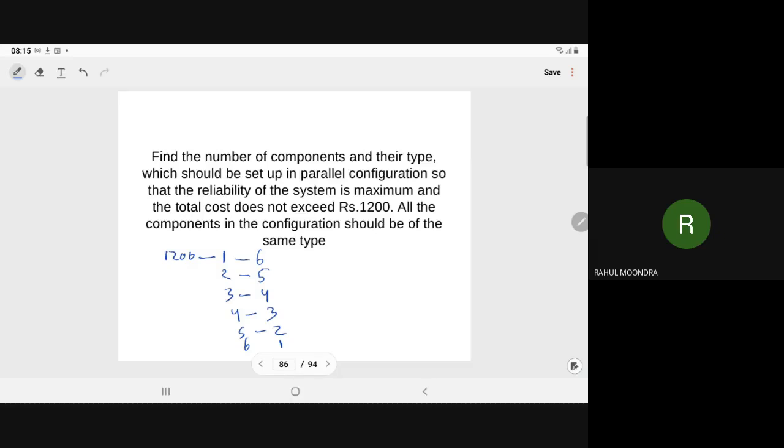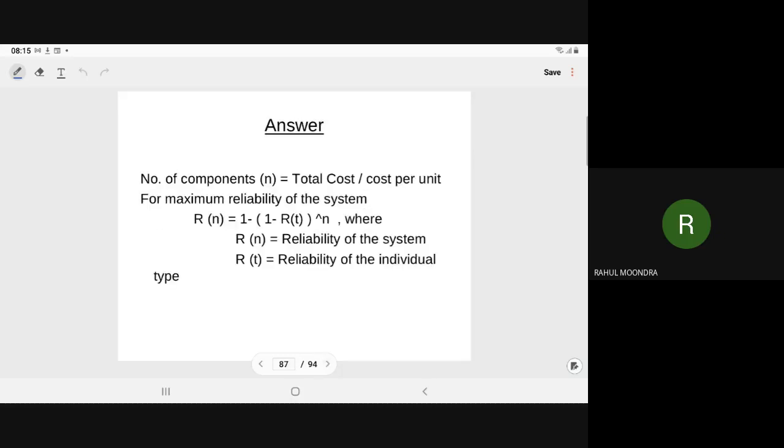Now, this is under the constraint of maximum amount; this much is the number of components you can purchase for the different types of components. Now the number of components n is the total cost divided by the cost per unit, and the reliability of n components if they are arranged in parallel will become 1 minus (1 minus r) to the power n. You have enough knowledge for this.